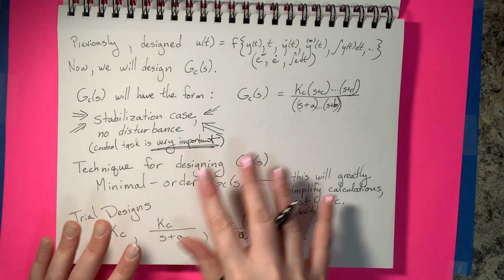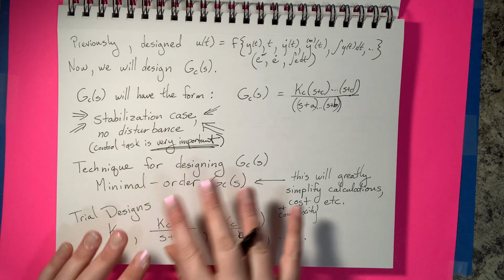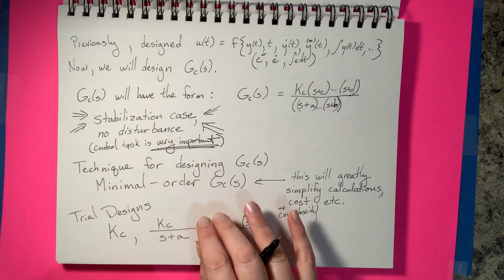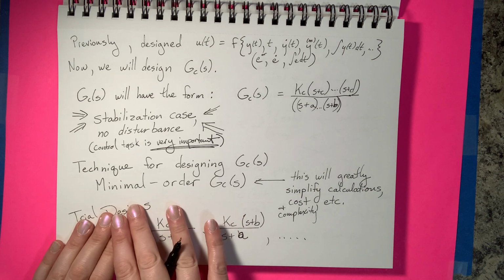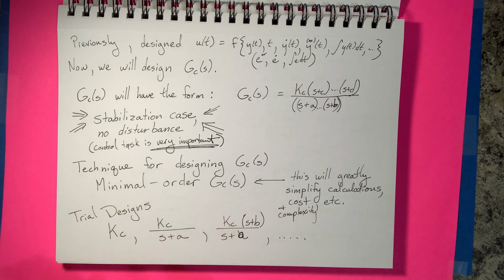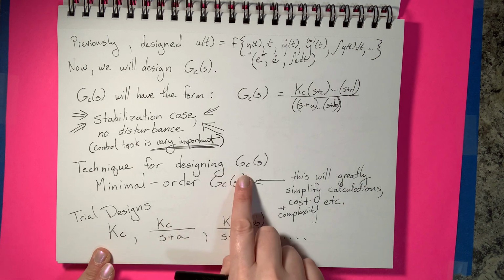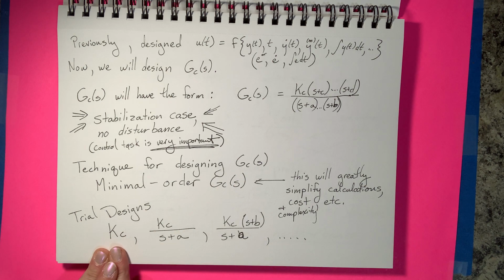Again, what I'm going to talk through is the stabilization case. We'll go through different complex cases, but let's talk about this one first because it's the simplest. Okay, for the minimal order procedure, we'll have these trial designs. What we're going to do is choose our simplest version of what our GC might need to be, okay? We're going to set up our pattern to accommodate that.